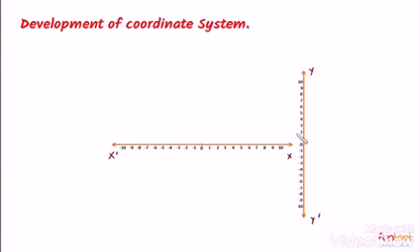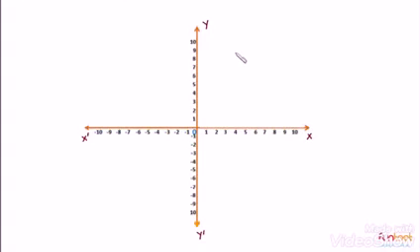Now we will combine these two number lines. Let's see what happens. So this is what happens when we combine the two number lines here. x'x becomes the horizontal axis and y'y becomes the vertical axis. And this is the point where 0 point of both the number lines coincides. This becomes our origin, (0, 0).